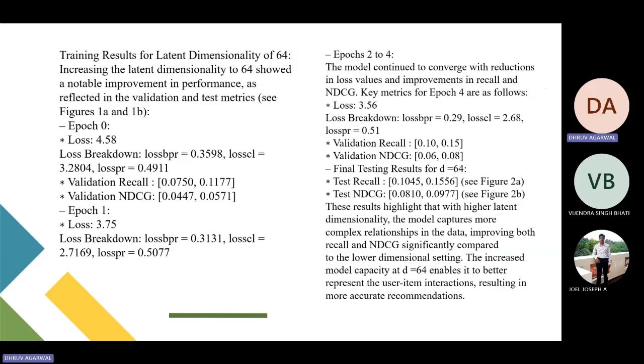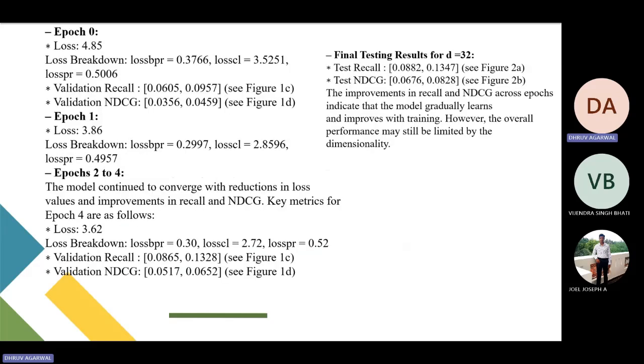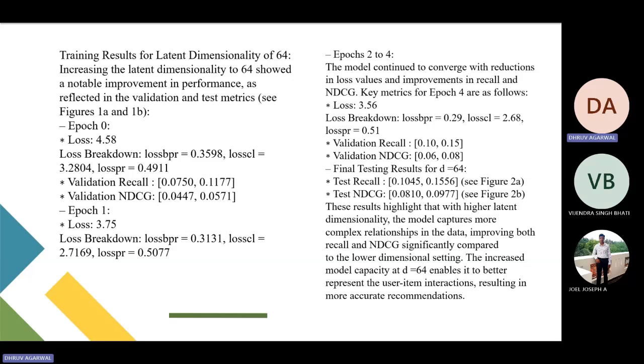And similarly, for 64 dimensionality, we have these results. For epoch 0, we have a loss of 4.58. As we saw earlier, for epoch 0 we had a loss of 4.85, and now we have a loss of 4.58, so the loss has decreased. Similarly, the validation recall and validation NDCG have increased as compared to the previous case. So it means the model is improving as we increase D.